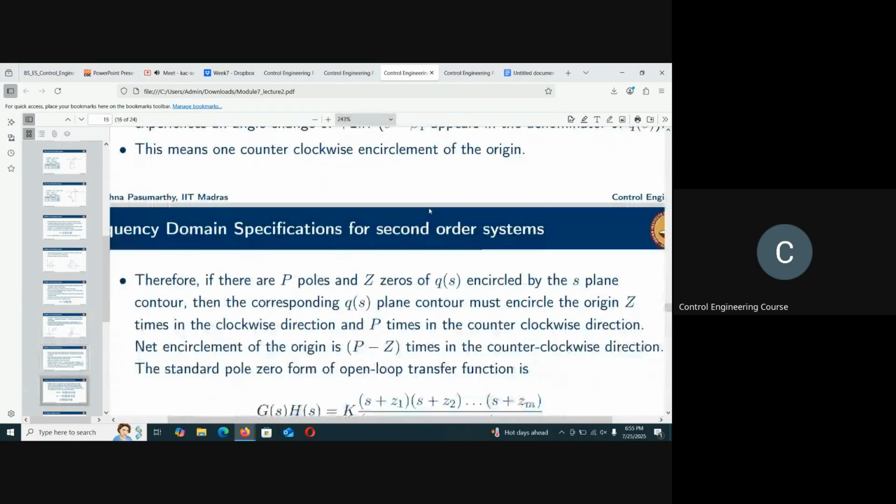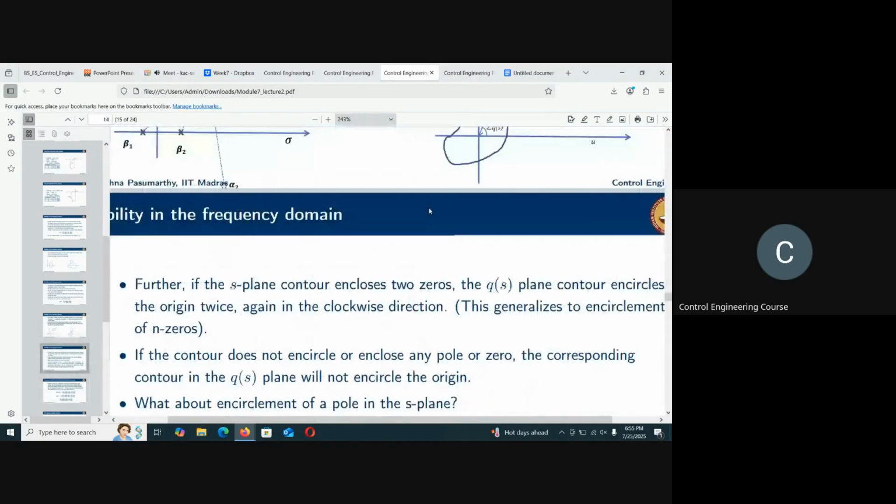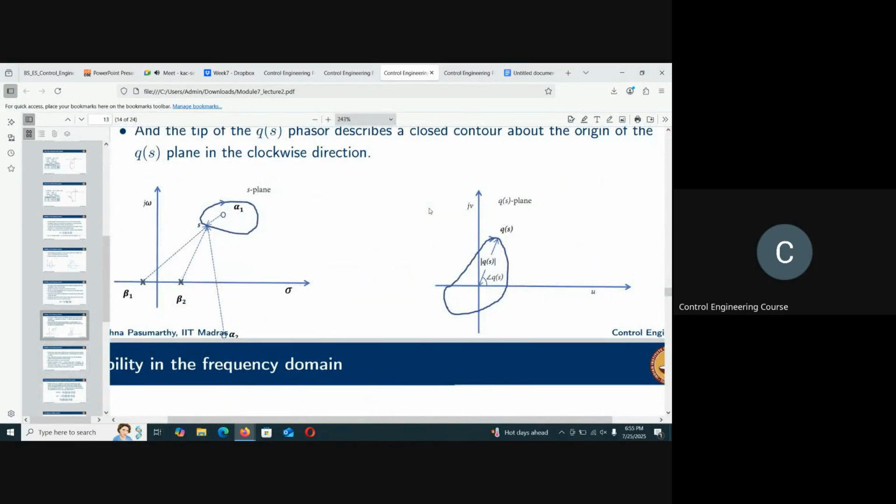Now, if the contour encircles a pole, it will be the same thing except that the arrows will be reversed. If you have a clockwise encirclement of a pole, you'll have an anti-clockwise encirclement about the origin in the Q of S plane, because it's a reciprocal. In the reciprocal, the phase reverses. So clockwise becomes anti-clockwise, correct? The phase of the reciprocal of a complex number is the negative of the phase of the original complex number, correct? Yes, sir.